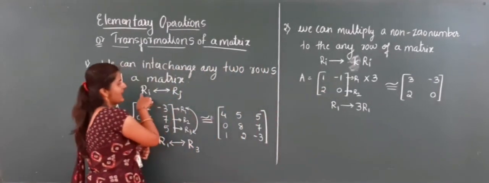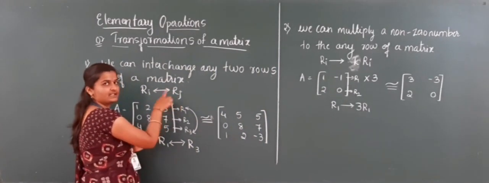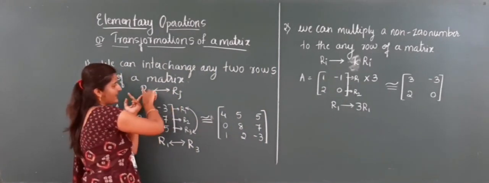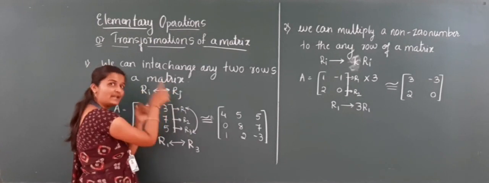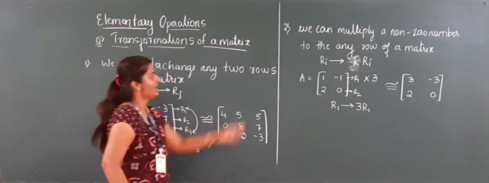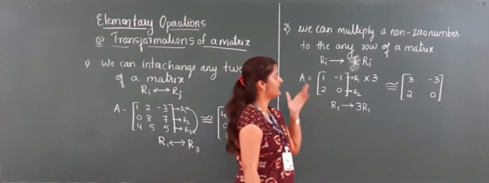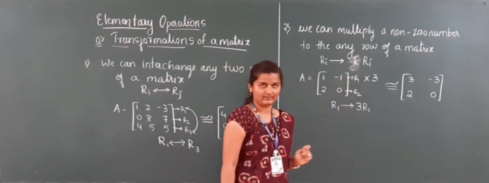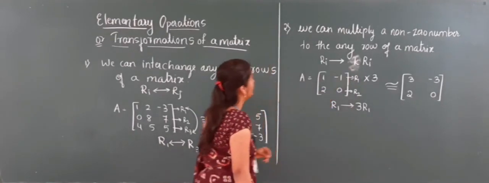Please remember Ri interchanges to Rj. Interchange means in the place of Ri I will write Rj, and in the place of Rj I have to write Ri. And here any row we can multiply by any non-zero element. Okay, there is another one, that is the third one.